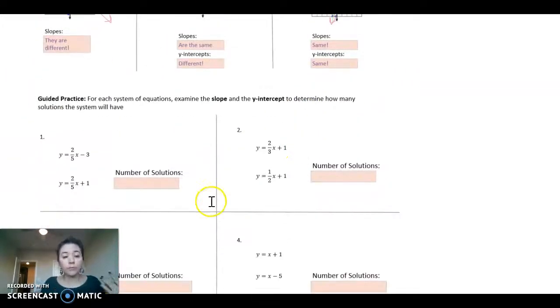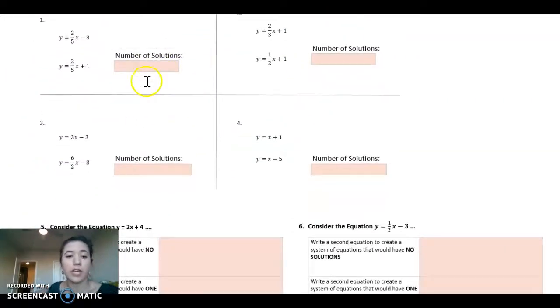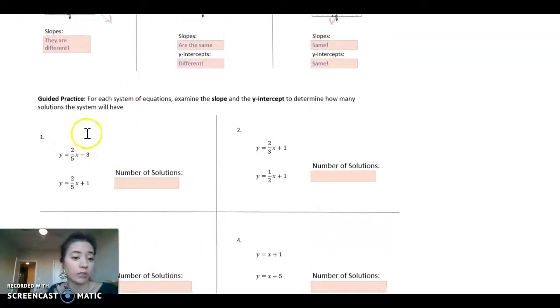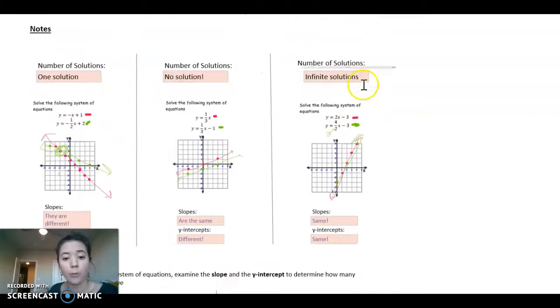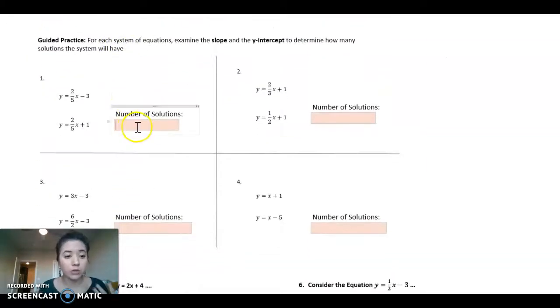So below, we're going to try some problems, and there's no graphs. So I want you to just look at one, and then use your rules to help you determine whether it's an infinite, no, or one solution. I'll do this first one with you. So we have 2/5 x minus 3, and then 2/5 x plus 1.